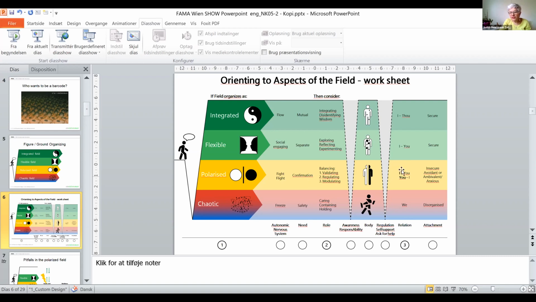When the client or you yourself are in the polarized field, there is a great key: do I experience the other one as with me or against me? It can be with words, or the way they look at me, or the way they address me. And this can go very quickly. If you have a sense that they are in a polarized field, you can ask your client, do you sense I'm with you, or do you feel I'm against you? Or you can ask yourself.